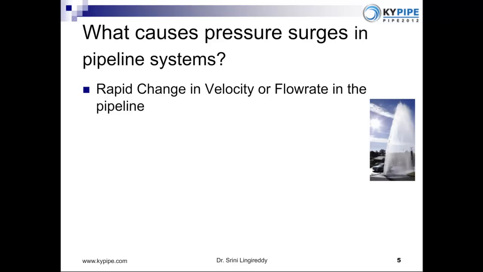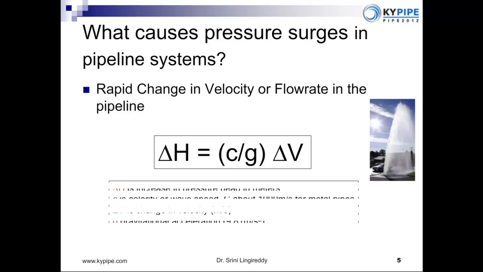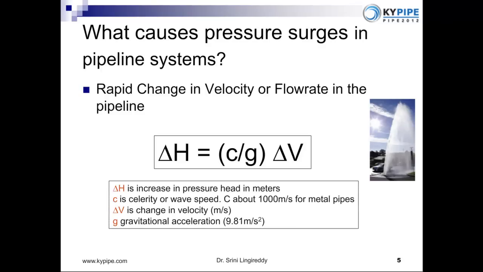Basically, a rapid change in the velocity of the flow rate in the pipeline is going to create a pressure surge. And that can be characterized by a simple equation, Joukowski's equation, that relates change in pressure to change in velocity, with c/g, c being the celerity and g the gravitational acceleration. As we are aware, for metallic pipes, the c value in English units is about 3,600 feet per second, or in SI units, about 1,000 meters per second, and g about 10 meters per second squared.